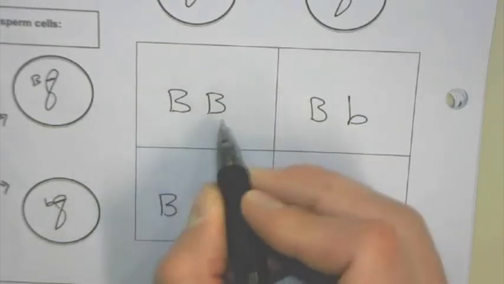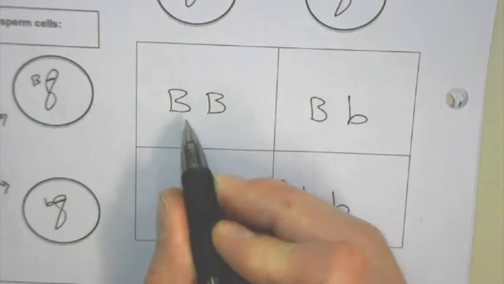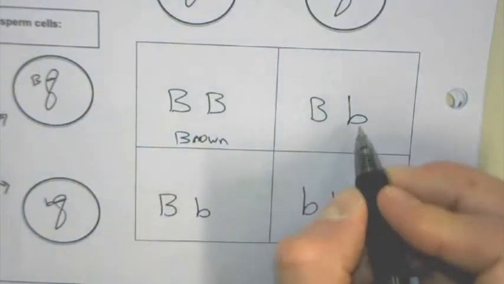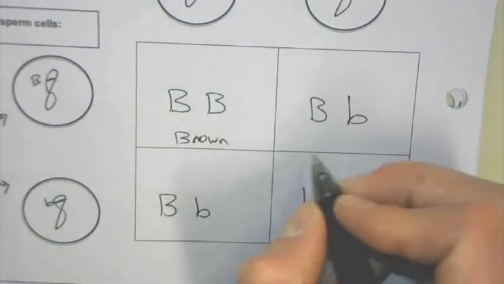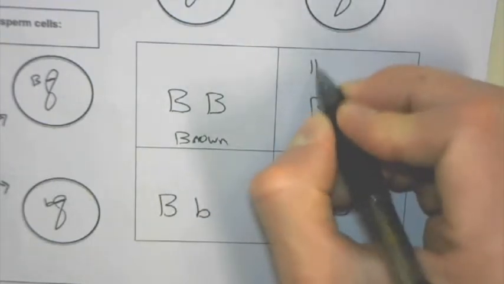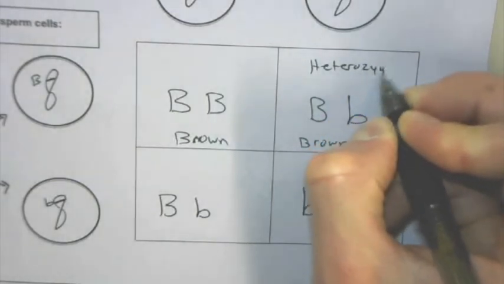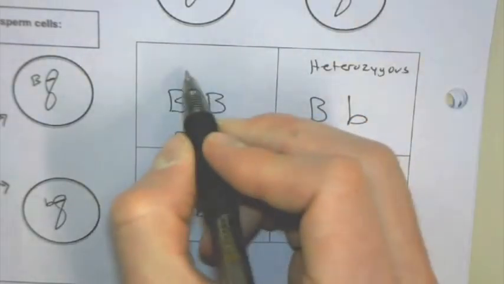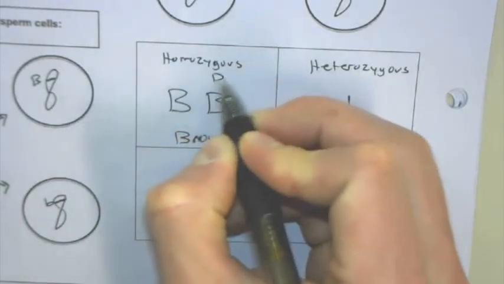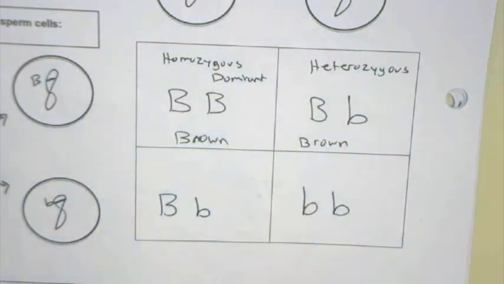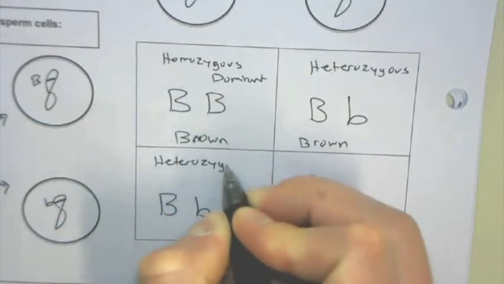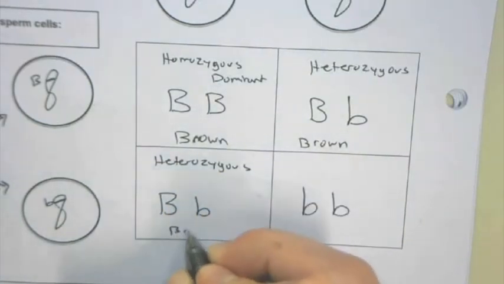Now, if we were to want to determine which eye color each of these would represent, the capital B capital B, because we have at least one dominant allele, is going to be brown eyes. The capital B, lowercase b, heterozygous would represent brown eyes because we have at least one dominant allele. This is heterozygous. The first is homozygous dominant. The third is also heterozygous, and the eye color would be brown.